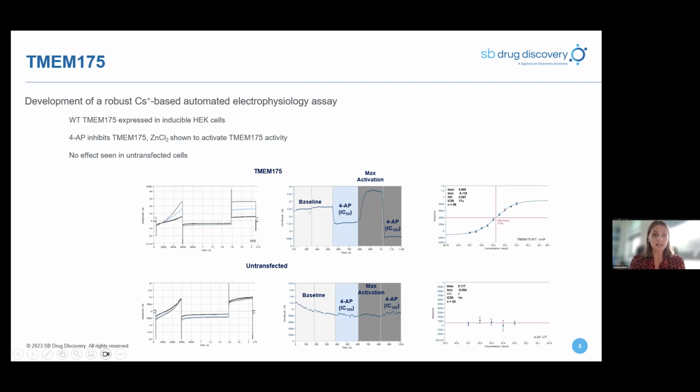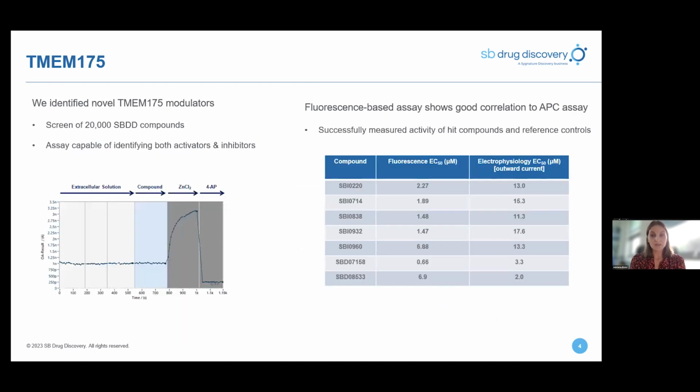This was validated in the cell line without overexpressed TMM 175, where we could not see any appreciable current on the untransfected cell line, which was good. And using automated patch clamp, we identified novel TMM 175 modulators. We screened about 20,000 compounds, and using this assay, we were capable of identifying both activators and inhibitors.